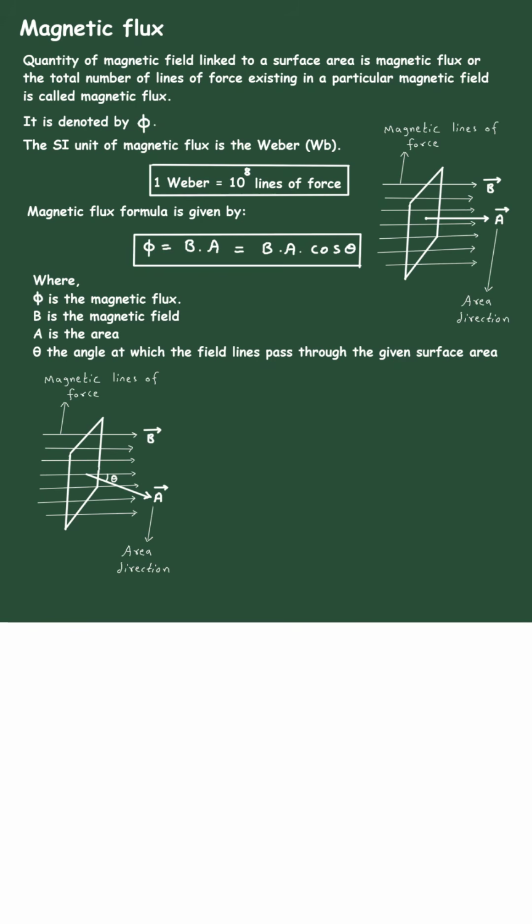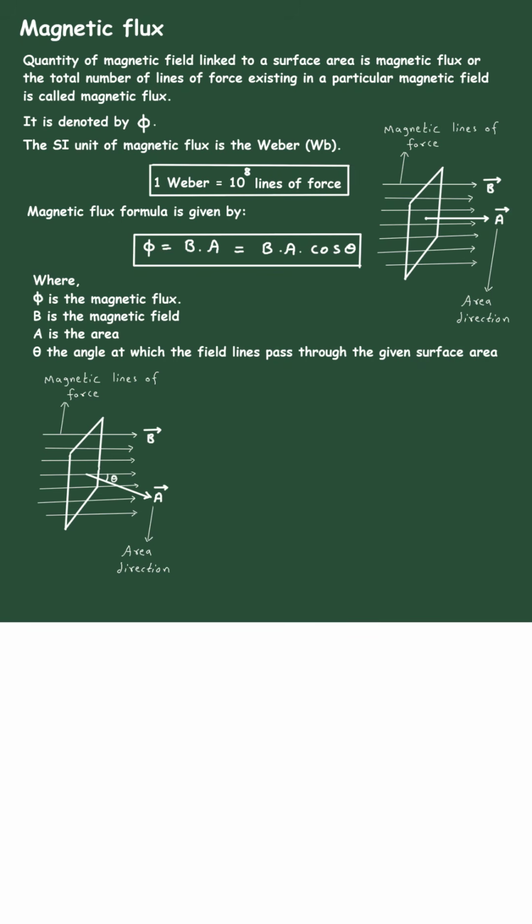Magnetic flux is denoted by the Greek letter phi, written as Φ. The standard unit used to measure magnetic flux is called the Weber, with the symbol Wb. 1 Weber is defined as the amount of flux when 10^8 magnetic field lines pass through a surface. The formula for magnetic flux is Φ = B · A, which is the dot product of the magnetic field and the area vector.